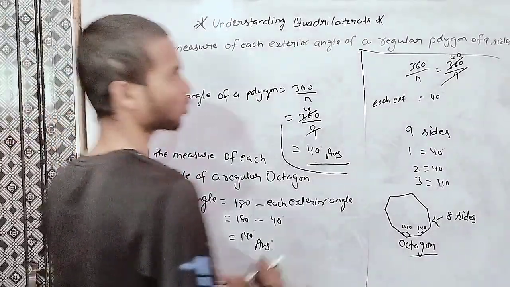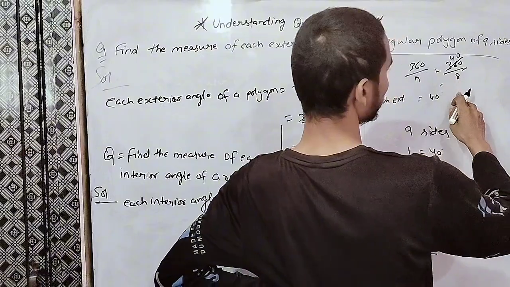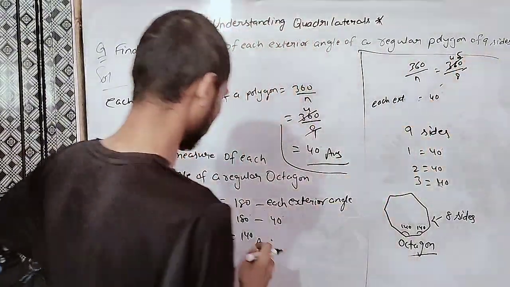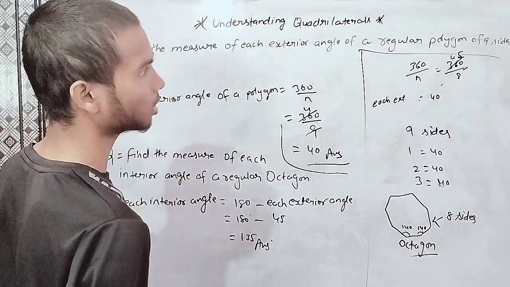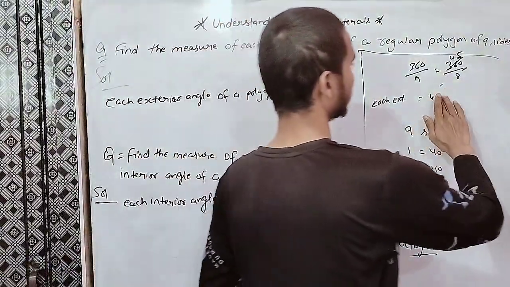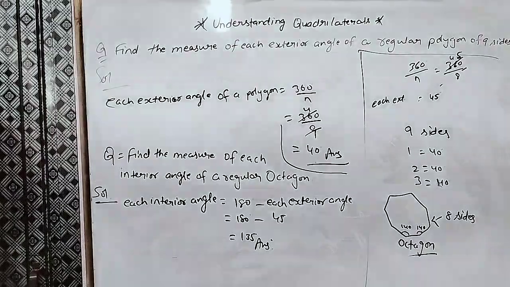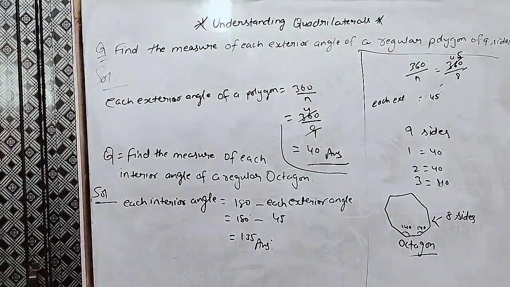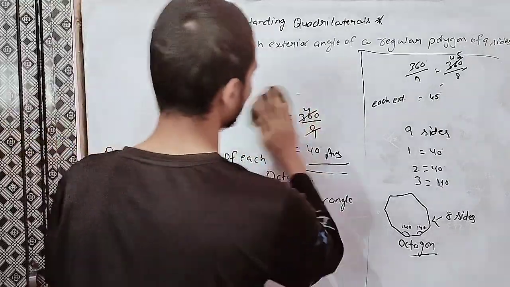But here you can see we wrote 9. Instead of writing 9, we have 8 sides. So here it will be 45, and the answer will be 135. I put how many sides? 9 sides. But we have 8 sides. Okay, this is exact. This is the right answer of this question. Now I am moving to the next question. Let's take another question.